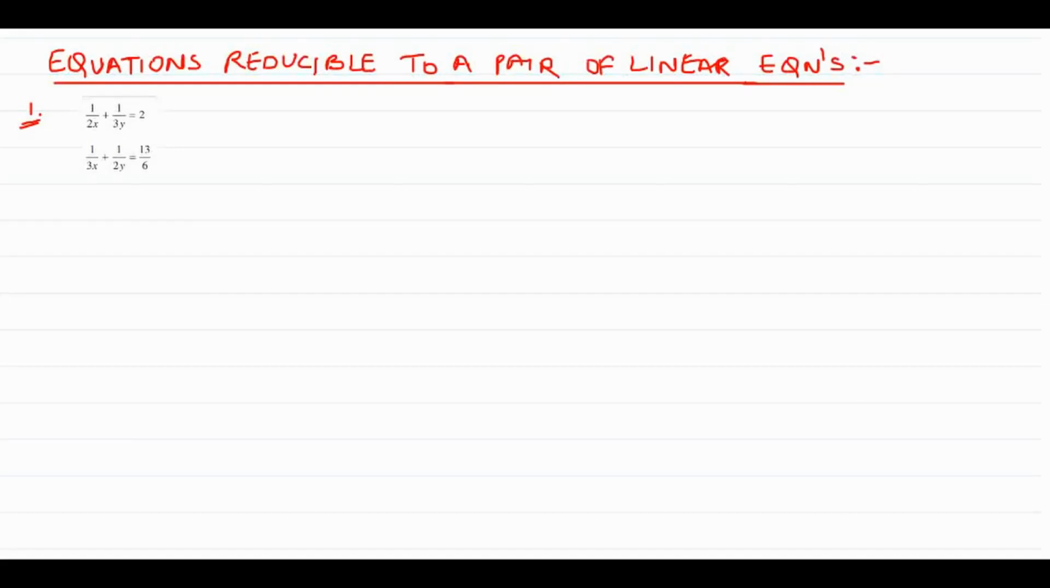Hello students, so we'll continue further with linear equations in two variables. Today we'll discuss the equations which are not linear as they are given, but we can of course reduce them, convert them into linear equations in two variables and then solve them with elimination, substitution or cross multiplication, as we want, or depending upon the instructions.